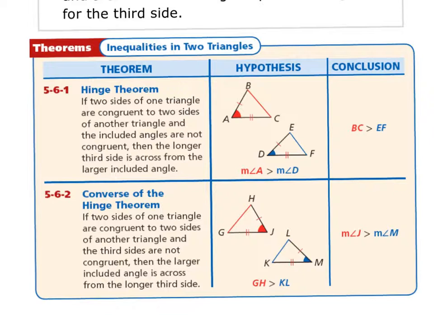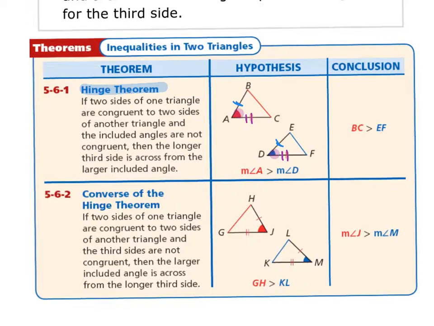So if you look at the diagram that's here, this one's called the Hinge theorem, and the Hinge theorem says that if you've got two pairs of sides that are marked as congruent, so AB is congruent to DE and AC is congruent to DF, so you have to start with two pairs of congruent sides. Then if you look at the angle in between those two, if one is larger than the other, then the side opposite the larger angle is going to be larger than the side opposite the smaller angle.